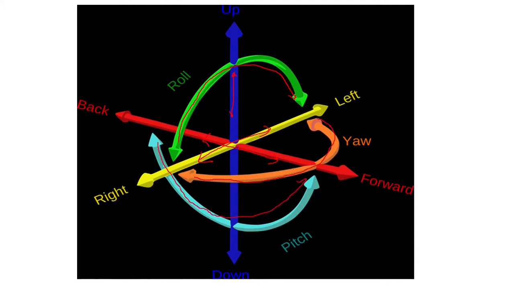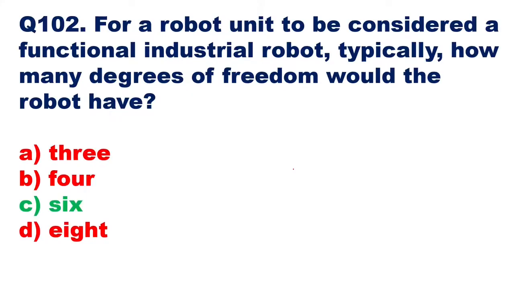So here you can see the answer. For a robot to be considered a functional industrial robot, typically, how many degrees of freedom would there be? Basically, there are two types: one is translation and one is rotational. Translation can be of three types and rotational can be of three types. So 3 plus 3 is equal to 6. So the answer will be 6. Six types of degrees of freedom you have.